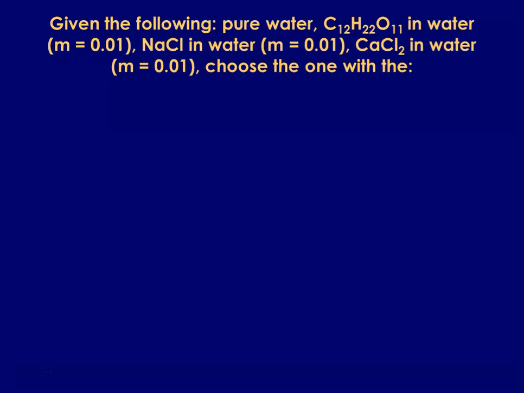I have pure water, I have sucrose in water, salt in water, and calcium chloride in water. The sucrose, the NaCl, and the calcium chloride all have the same molality. So with that in mind, I want to know which of these would have the highest freezing point. Which of these would freeze the quickest? The one that would freeze the quickest would be the pure solvent, water, because it doesn't have anything interfering with its ability to coalesce amongst itself and to form its crystalline structure.